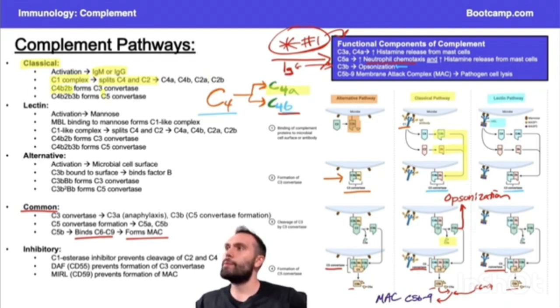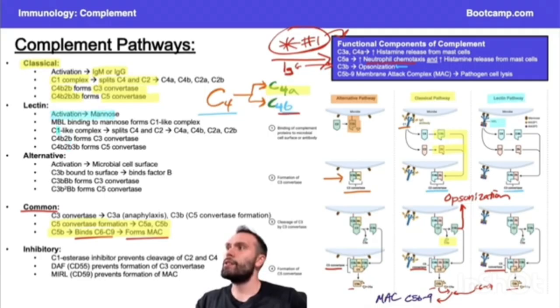So the C4b and C2b stick around. They form the C3 convertase. We cleave C3, and we get the B component that sticks around. Now we form a C5 convertase, right? And that takes us right into the common pathway, where we'll then form C5a and C5b. The B sticks around and helps form the membrane attack complex.